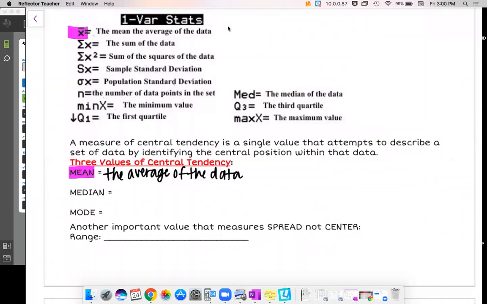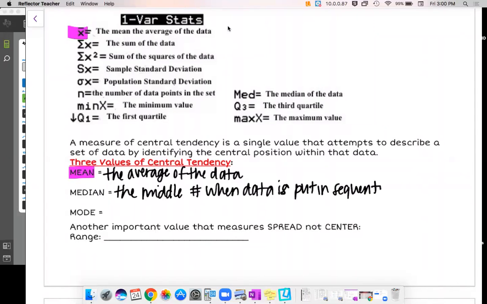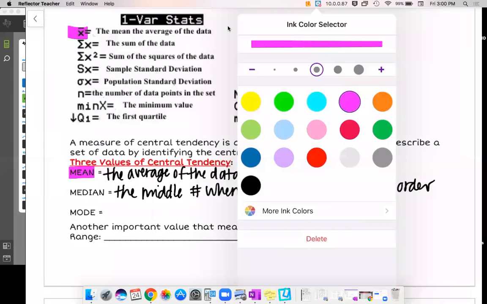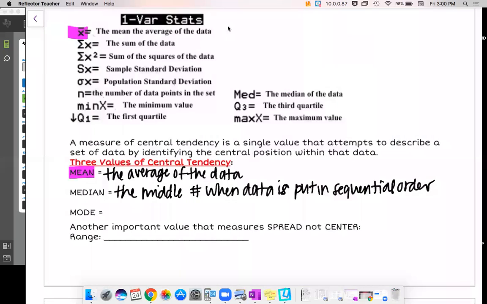Next definition is the median. The median is the middle number when data is put in sequential order, which just means from lowest to highest. Okay, and then your calculator also gives you that. So let me do a little different highlighting here. So the median is right here. So it'll give you the middle of your data just by looking at those values in your calculator. And then the mode is the number that occurs the most.